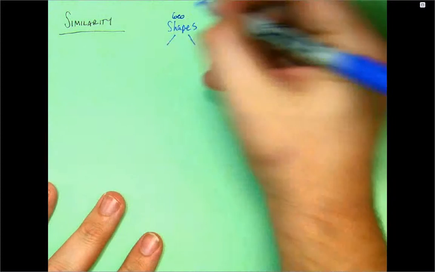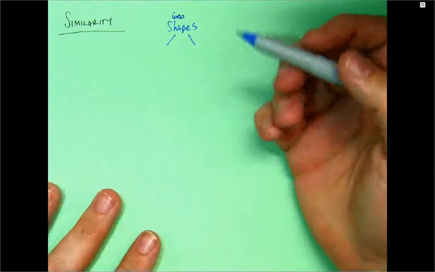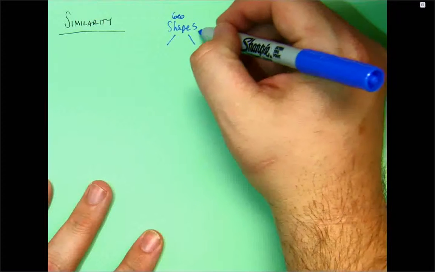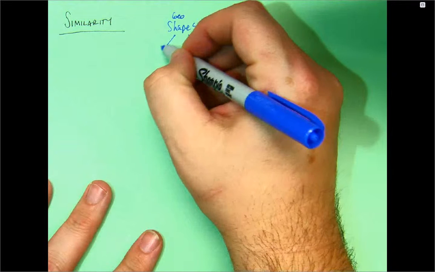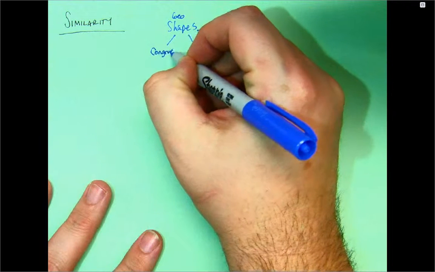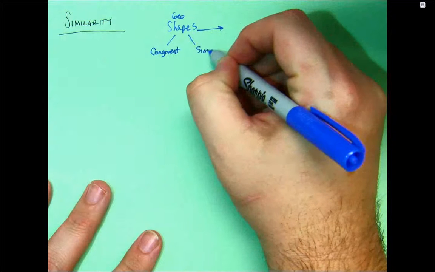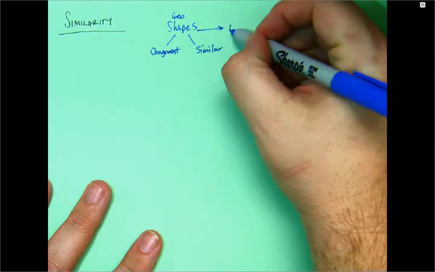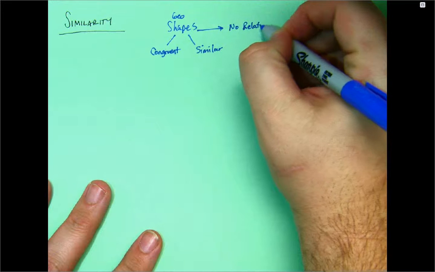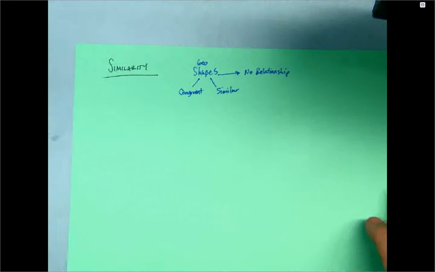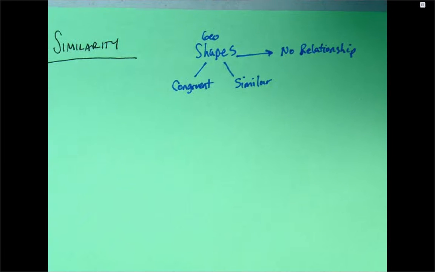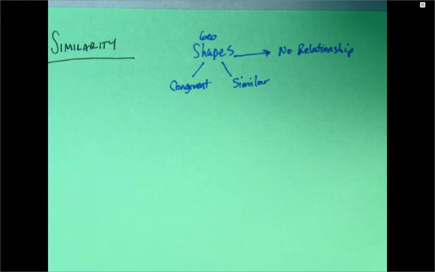If you have geometric shapes, when we talk about the relationships, there's three, and I'll put this one over here because it really doesn't matter. There's three relationships that come out of this. They're either congruent, they're similar, or there's no relationship. So let me zoom that in a little bit, make that a little bit better. So there's three things: congruent, similar, or there's no relationship between them.